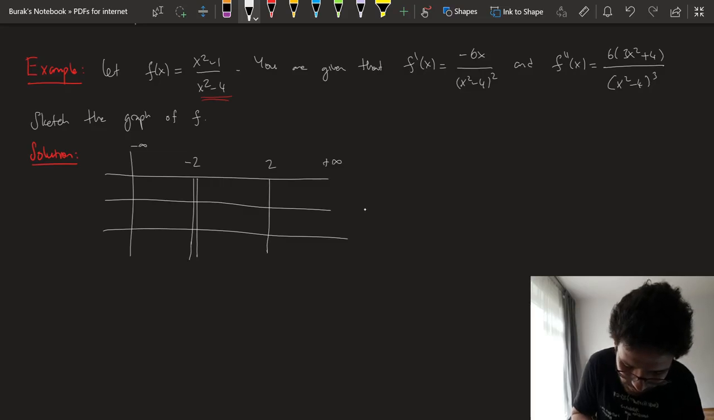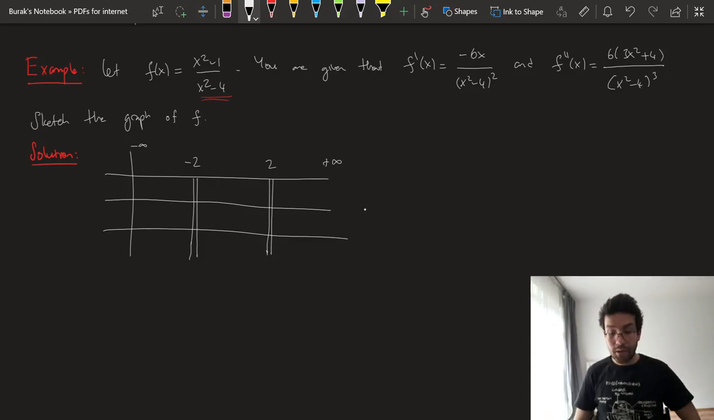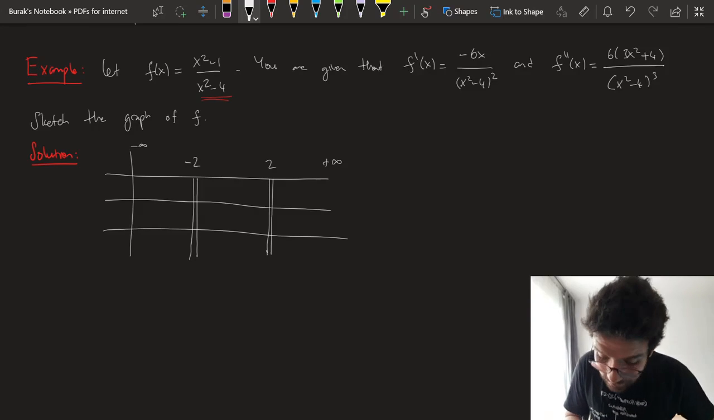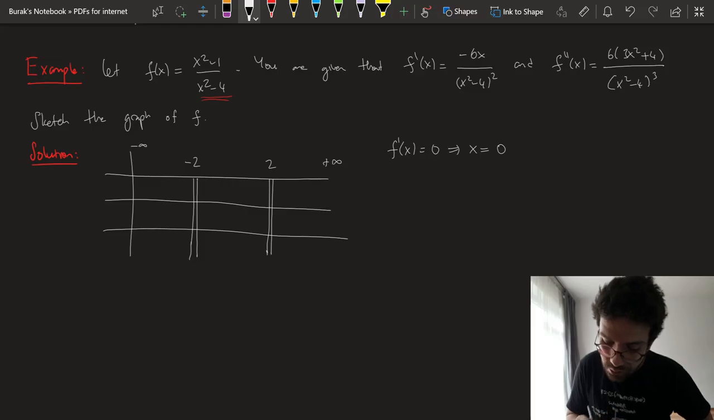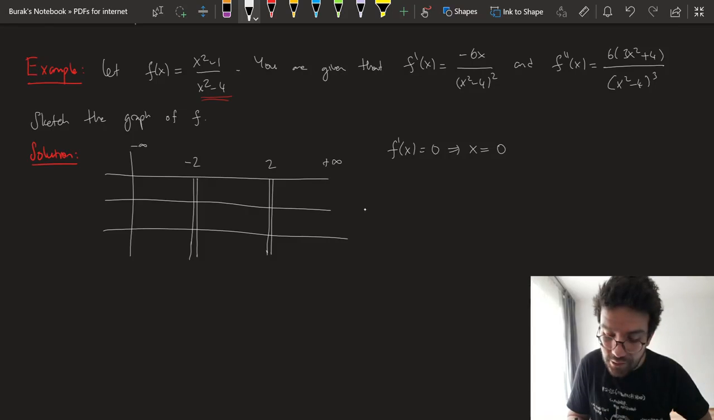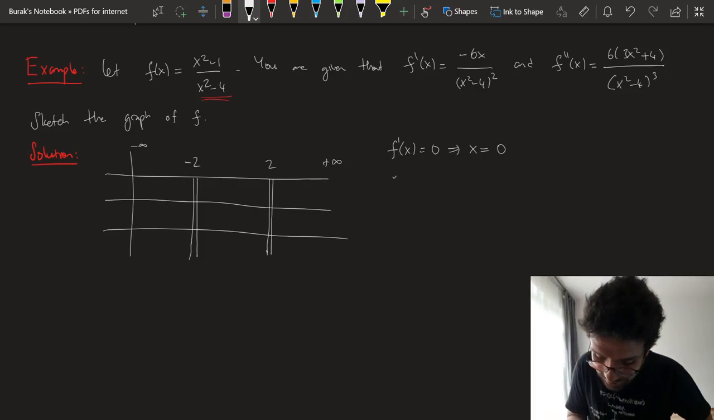So these points are off the table. That's good. Okay. What are my critical points? There's only one critical point, which is 0. I'm not interested in 2 and minus 2, so I'm not going to list them as singular points because they're not even in the domain. So there's only one critical point.